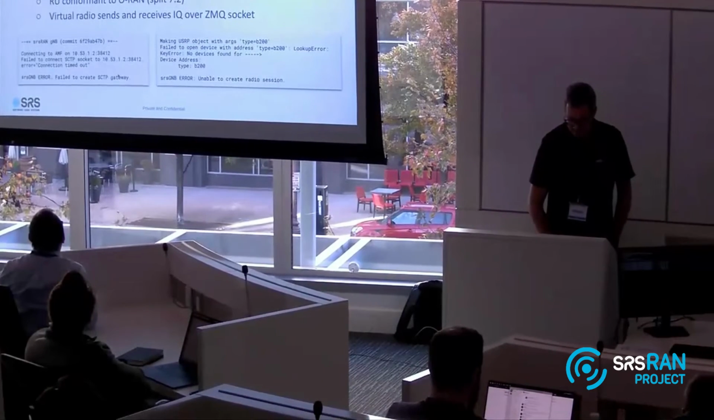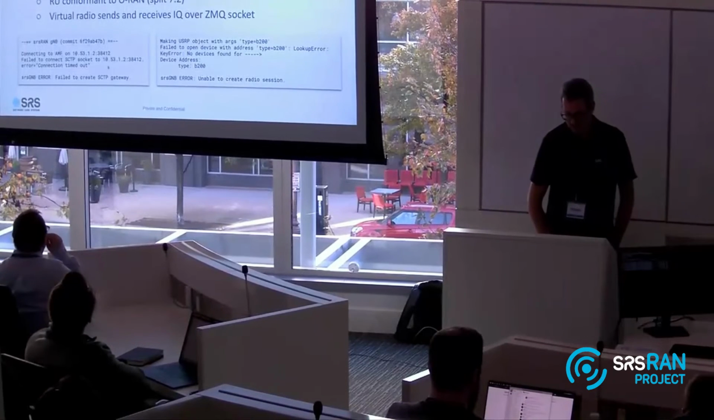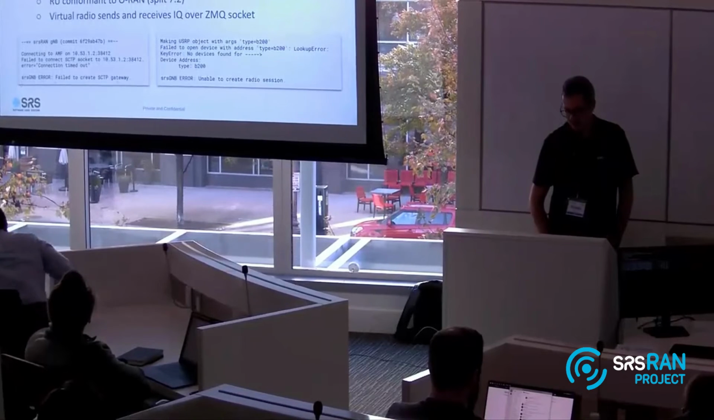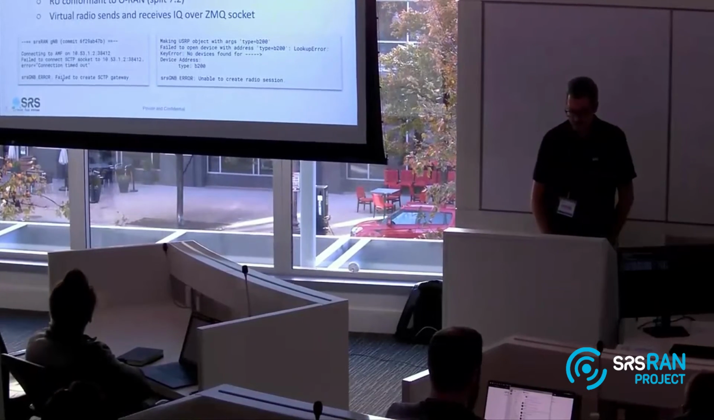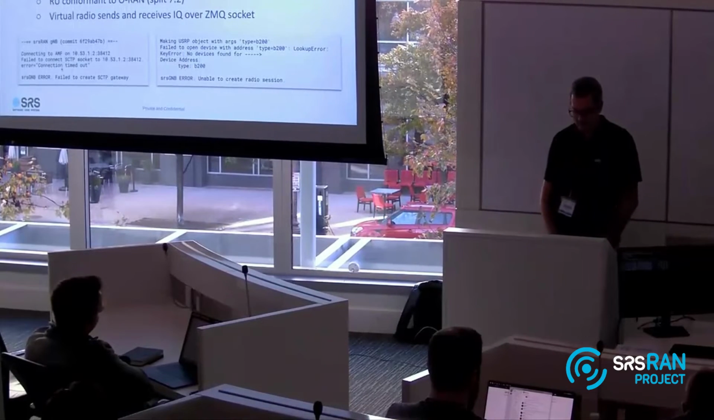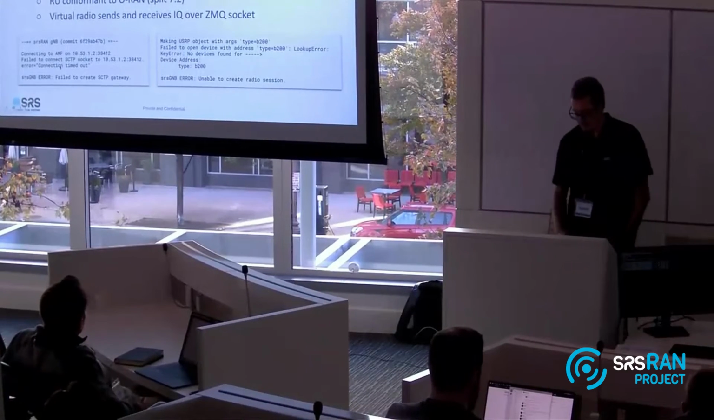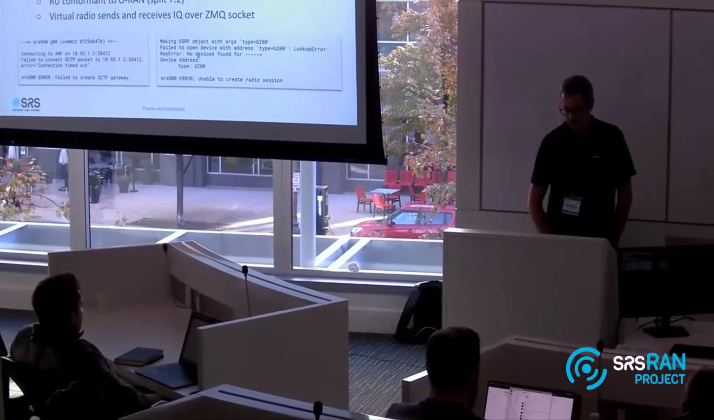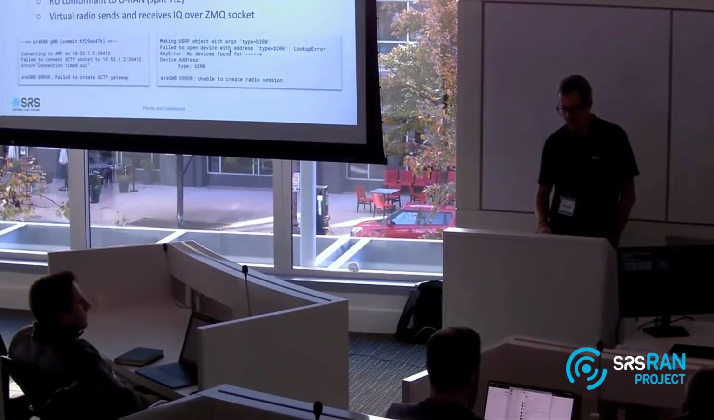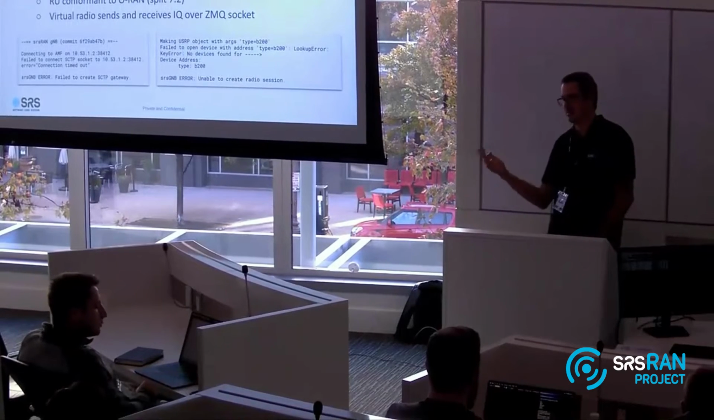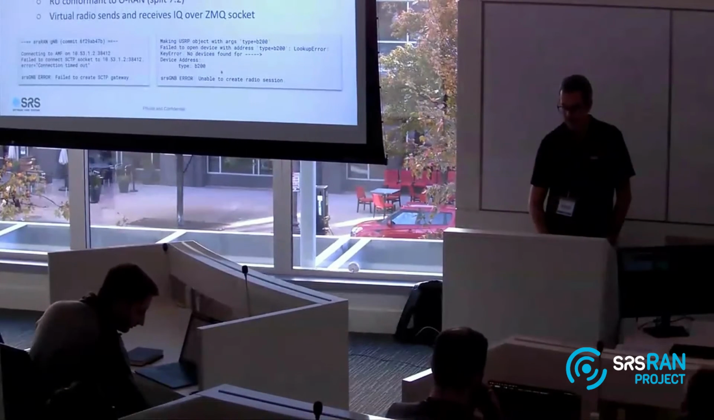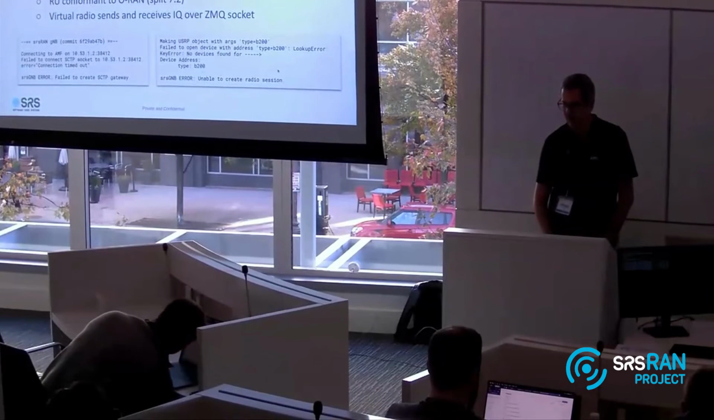This is what happens when you run the gNB and there is no core network. This is the error that you will see. Or if the configuration of the IP is not correct, you will see fail to create an SCTP gateway. It cannot connect to the core. Or if you don't specify an SDR frontend, or you specify it but it can't find it, you will find this error: unable to create the radio session.